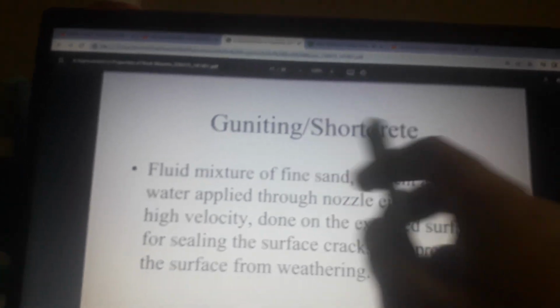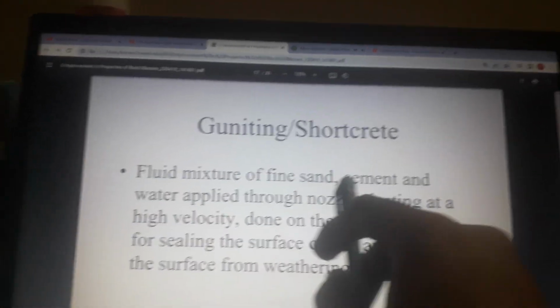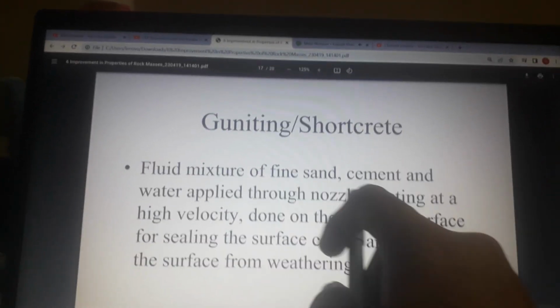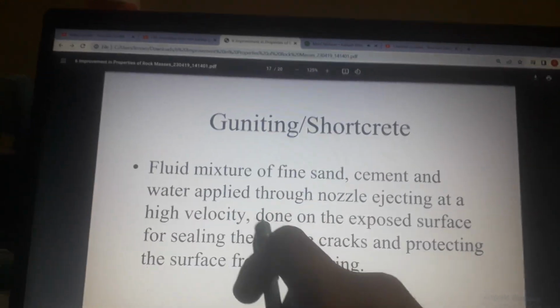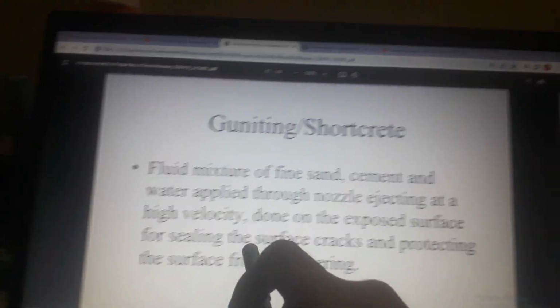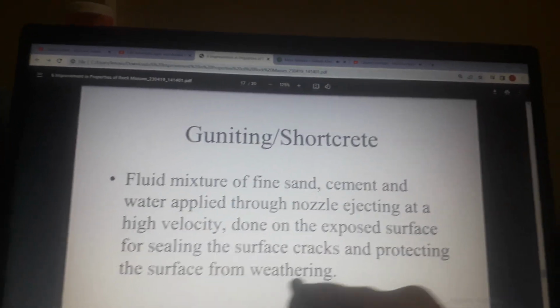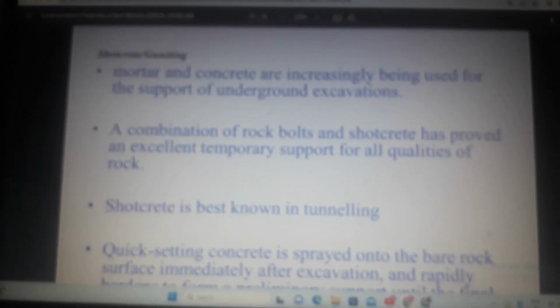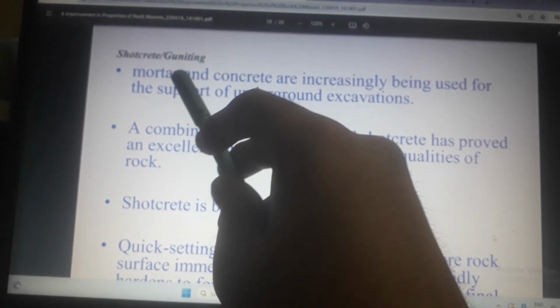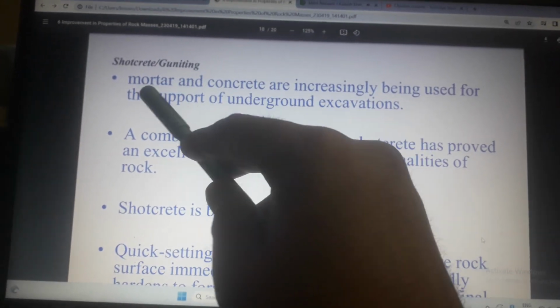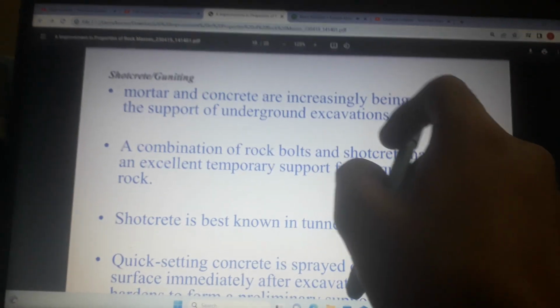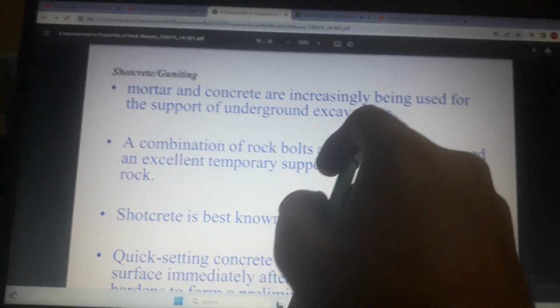Gunniting, shotcrete. A fluid mixture of fine sand, cement and water is applied through a nozzle, ejecting at a high velocity, on the exposed surface for sealing the surface cracks and protecting the surface from weathering. Mortar and concrete are increasingly being used for the support of underground excavations.